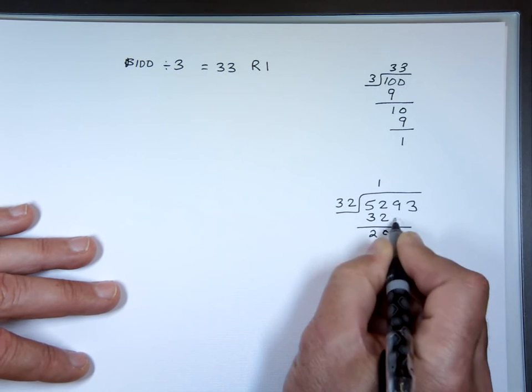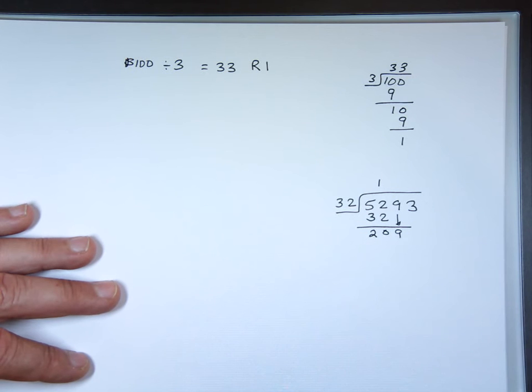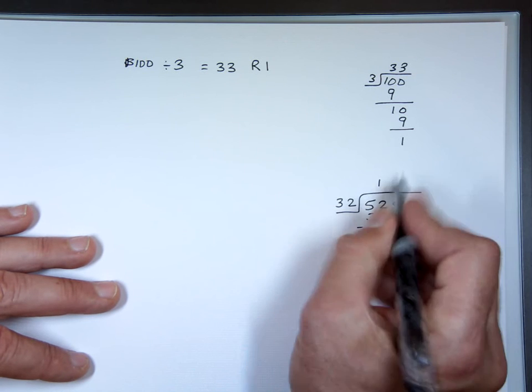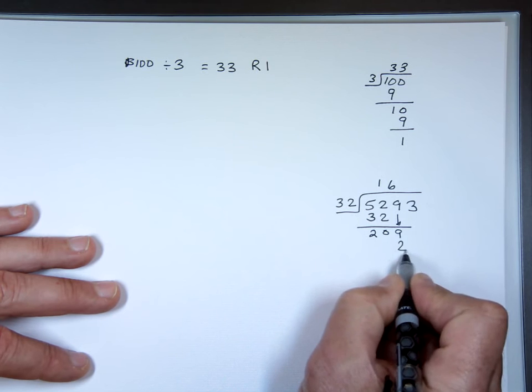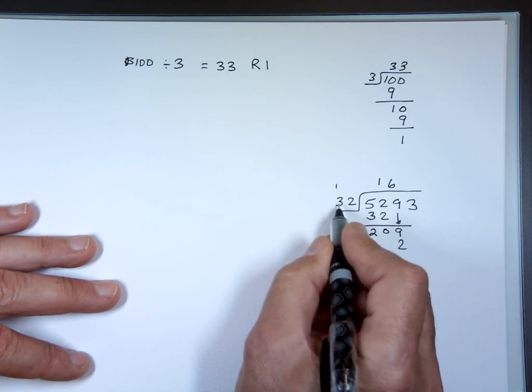Bring that 9 down. 209 by 32. I know 30 times 6 is 180, so it's probably about a 6. 6 times 2 is 12. 6 times 3 is 18, 119.